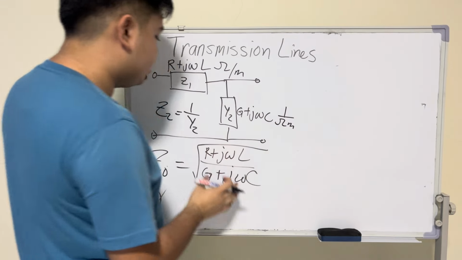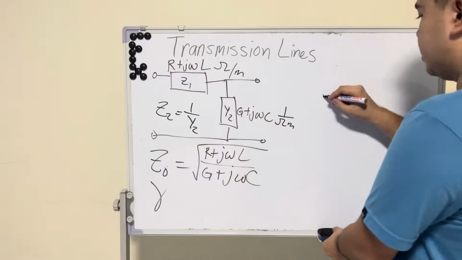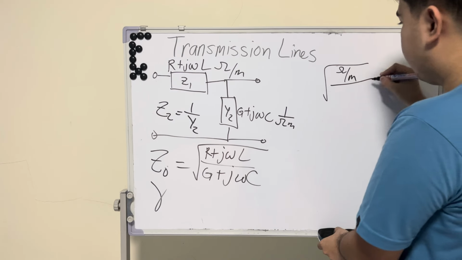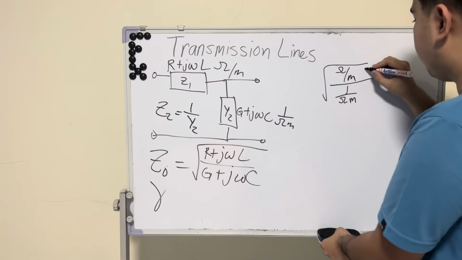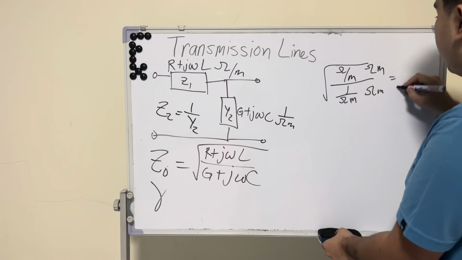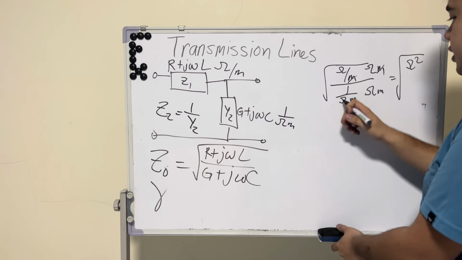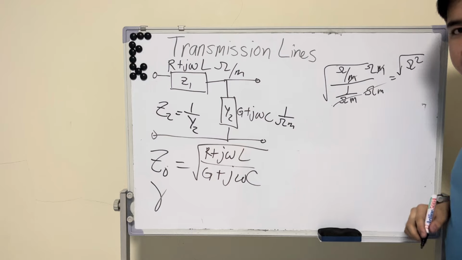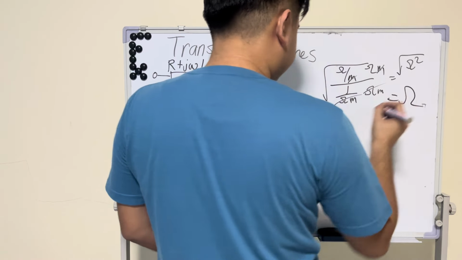Alright. The units for this, let's discuss. So it's the square root of, on the top, ohms per meter. On the bottom, it's 1 per ohm meter. Let's multiply both the numerator and the denominator by ohm meter. On the top, we get ohm squared, and the meters cancel each other out. And this cancels everything out. So we're just left with the square root of ohm squared. And that is just ohm.